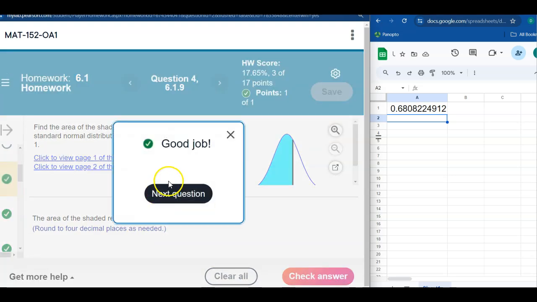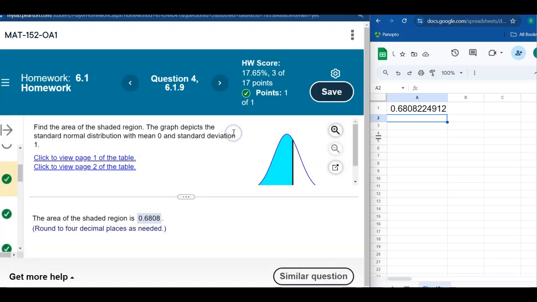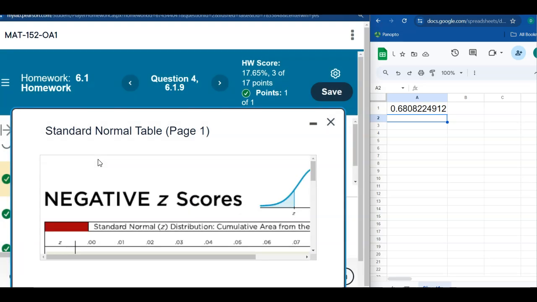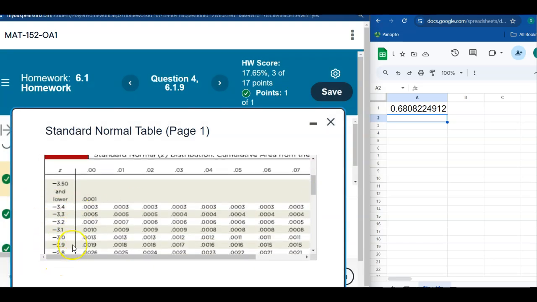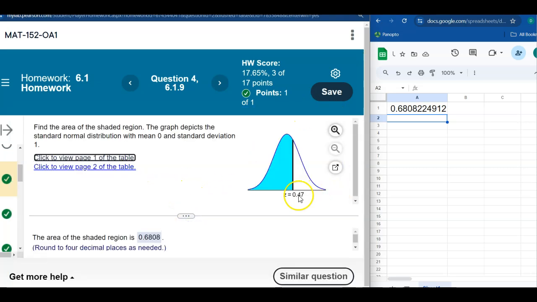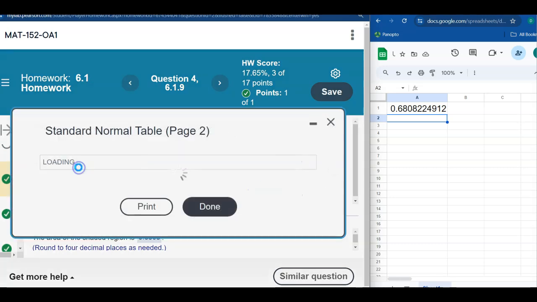Now that is the same, or roughly the same, sometimes because of the rounding, because Google Sheets and Excel are going to give you a lot more decimal places than these tables will. So I just want you to see the table. Page 1 of the tables are for negative z-scores, and this is a positive z-score. So I just want you to see if I click that, these are negative z-scores. So all these numbers over here on the left are negative. Right? This is a positive z-score, 0.47, so I would need page 2.